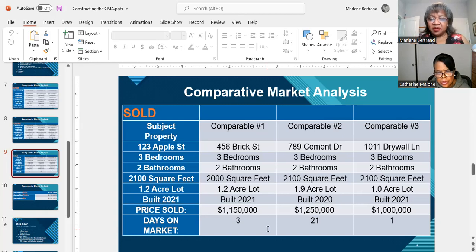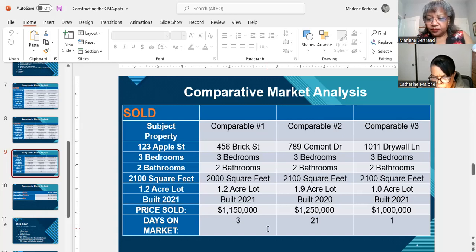If they say, no, I want to list my house for 1,300,000, well, comparable number two will tell you that, okay, you might get it sold, but it's going to take you a long time. So buyers are telling us that this neighborhood is only worth between 1 million and 1,150,000.